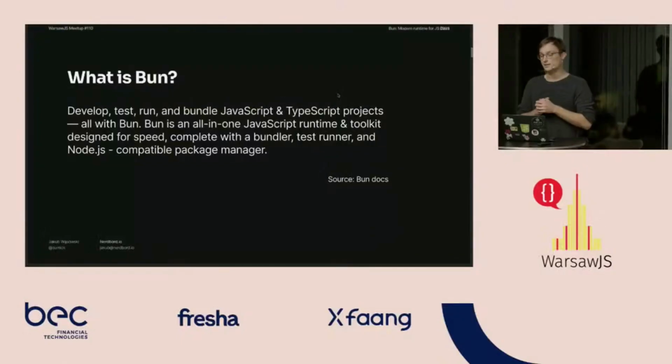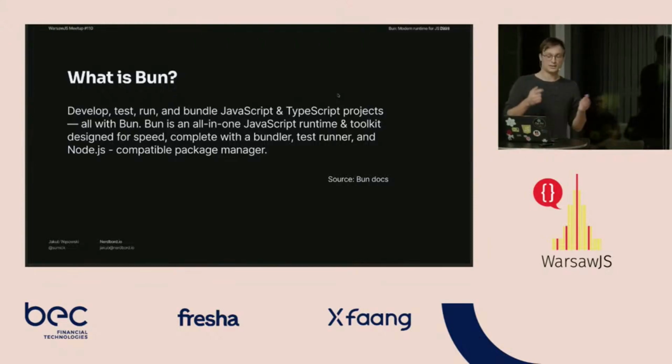So what is Bun? Based on the Bun docs, Bun is an all-in-one runtime. So it's something like Node, but it's faster, it's new, and it comes with all the tools that we usually use to build apps, like builder, compiler, transpiler, test runner, and package manager.